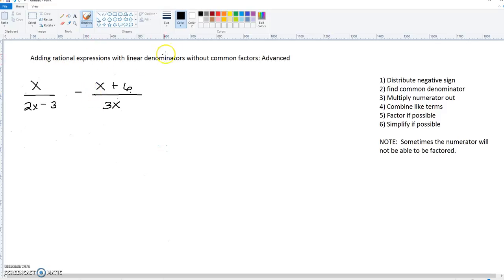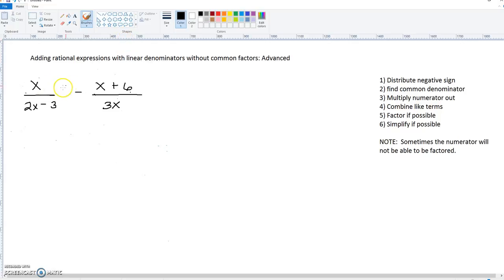Adding rational expressions with linear denominators without common factors, advanced. Here we've got our two rational expressions, or fractions if you will, and of course we can't add or subtract them unless we have a common denominator. We're not able to simplify the denominators any further, like we've done in some of the other topics, in order to find that common denominator.